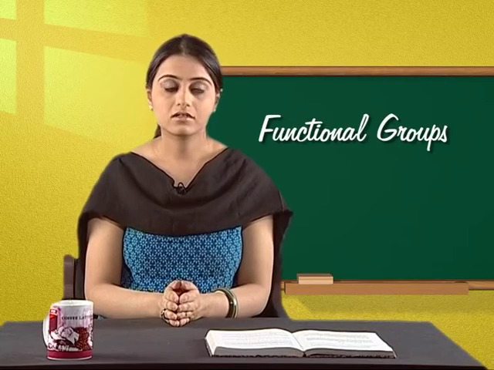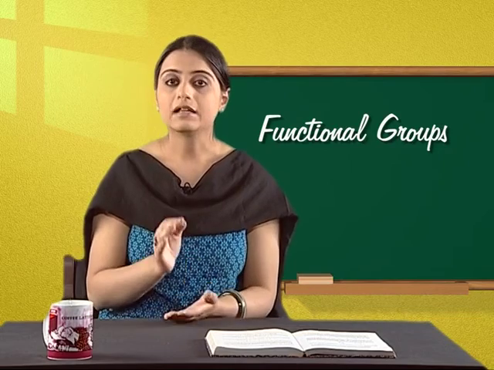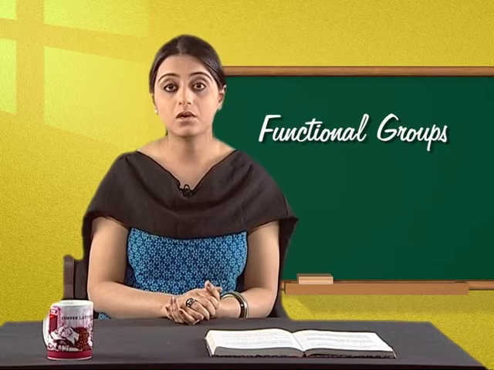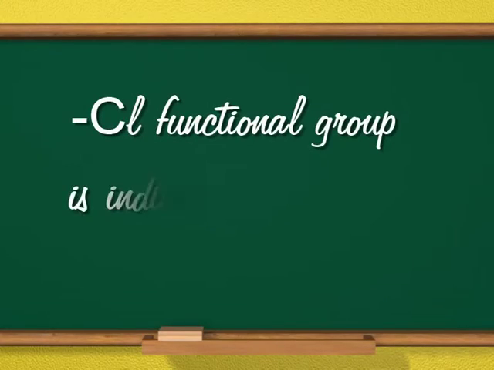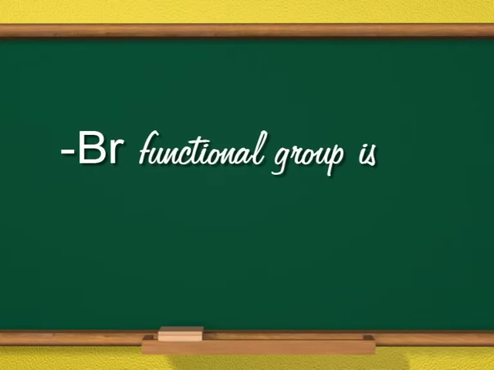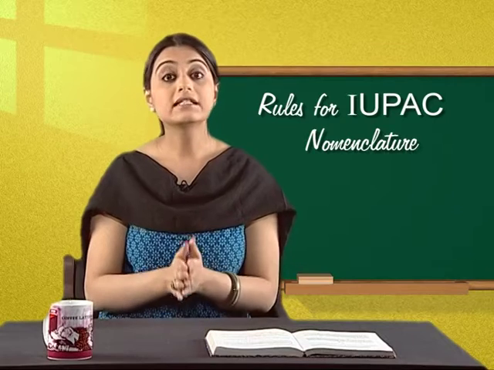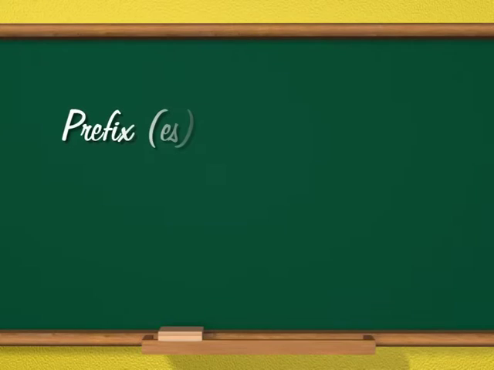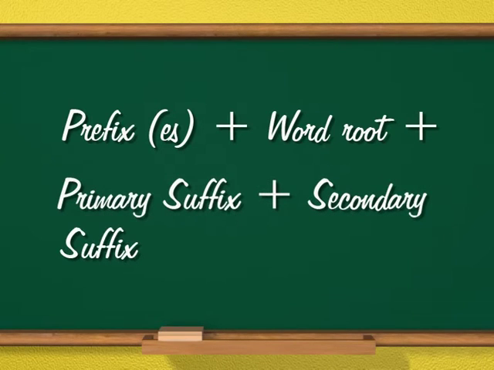Functional groups. Some functional groups are always regarded as substituents and their presence is indicated by writing their prefixes before the word root. For example, Cl functional group is indicated by prefix chloro and Br functional group is indicated by the prefix bromo. It is important to arrange the different parts of the name as prefix plus word root plus primary suffix plus secondary suffix.